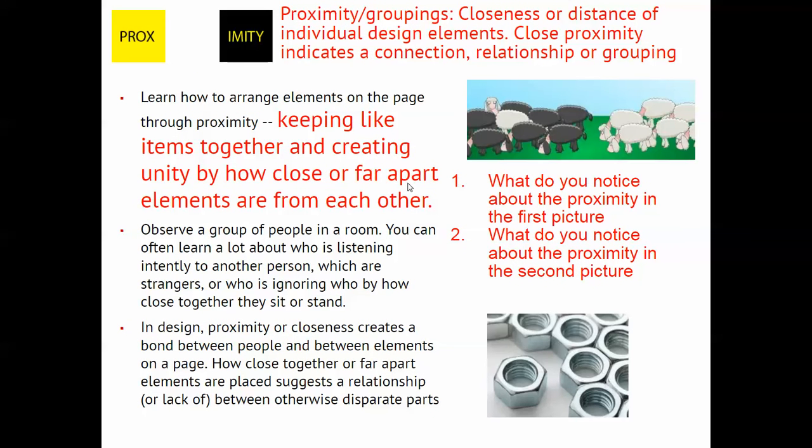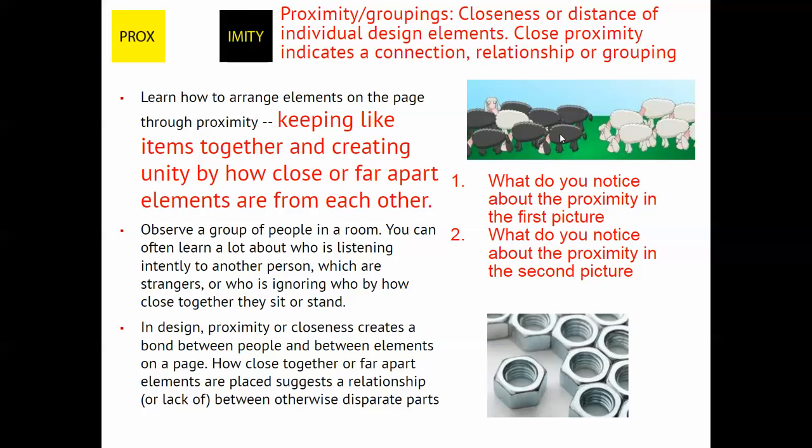Okay, the next rule is proximity. Write this down. Closeness or distance of individual design elements. Close proximity indicates a connection, relationship, or grouping. Okay, so keeping like items together and creating unity by how close or far apart elements are from each other.